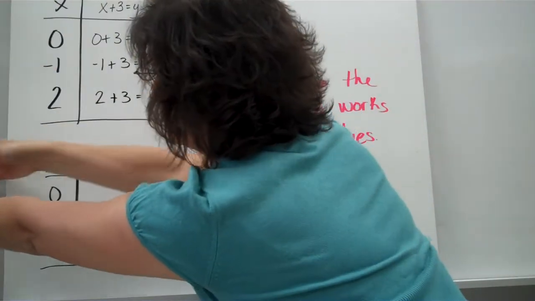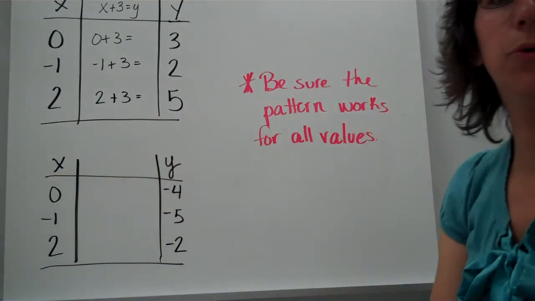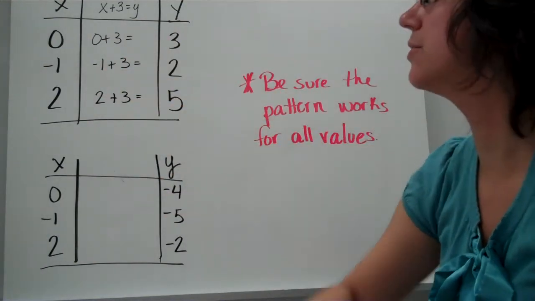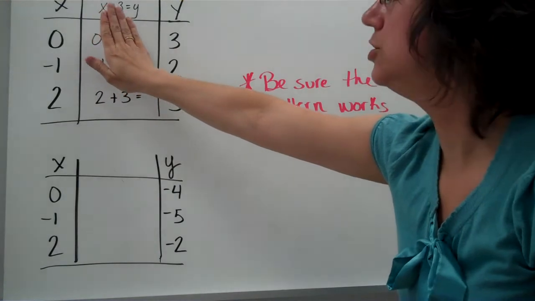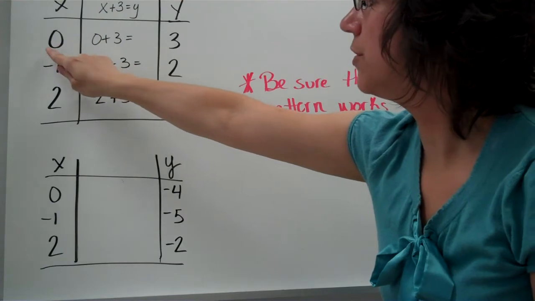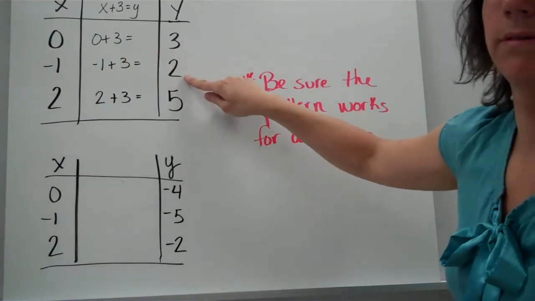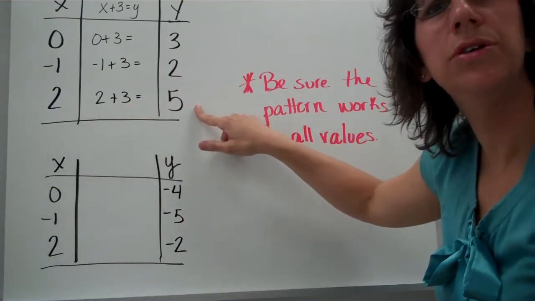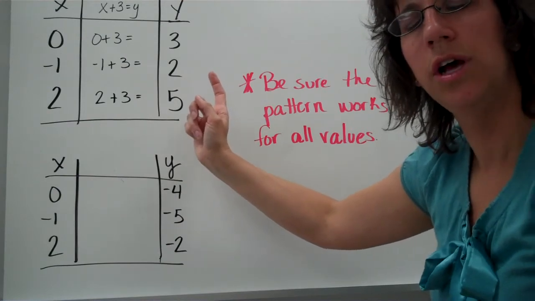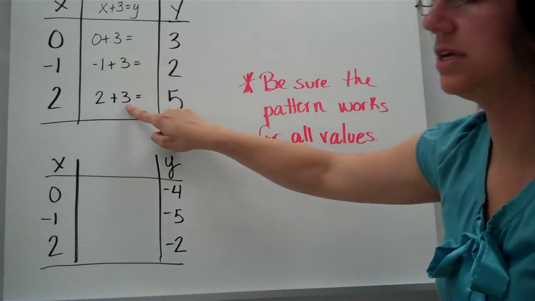Let's slide this over here. Here's a function table that's already been done for you. You should be able to look at a function table and be able to figure out the pattern. If you did not see this at all and you were just looking at the input and the output values, could you figure out the pattern? If you go from 0 to 3, negative 1 to 2, and 2 to 5, what do you notice is the pattern? Do you see how those output values are larger? So you know you should be adding or you should be multiplying. In this case, we're adding 3 each and every time.